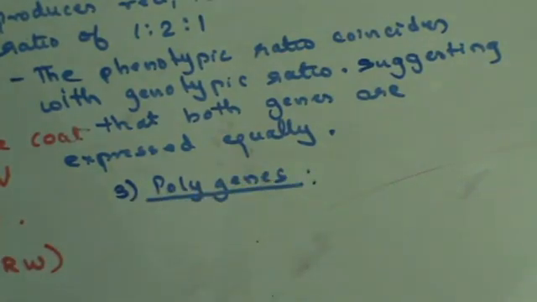Next is polygenes. Now, there are certain characters that are not expressed with the help of only a pair of genes, but they are an additive result of multiple pairs of genes. For example, the color of the human skin is not expressed only with the help of one pair of contrasting genes, right, every pair of contrasting genes would add to it, and that's how you would get the color of the skin, right? So that is polygenes.